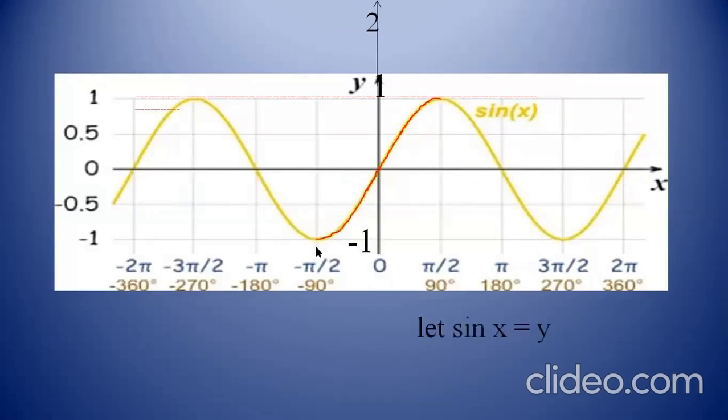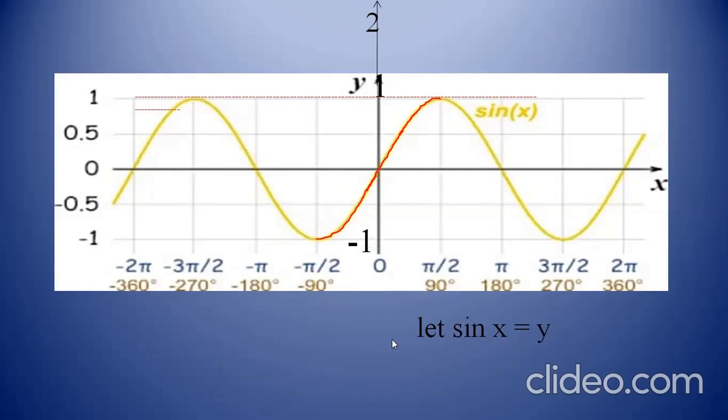So in this graph, we can say the domain is restricted from minus pi by 2 to pi by 2, and the range is already restricted from minus 1 to 1. So that's why the sin x function becomes one-one and onto. So we can say the x value lies between minus pi by 2 and pi by 2.